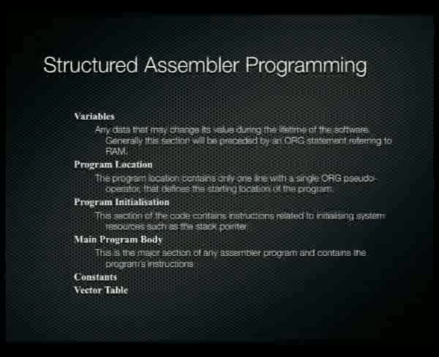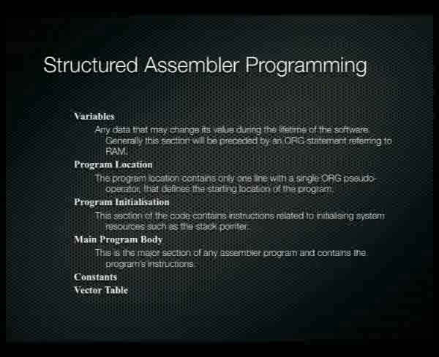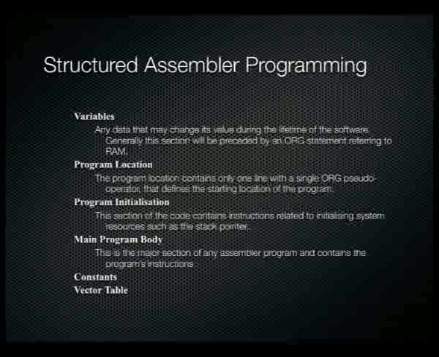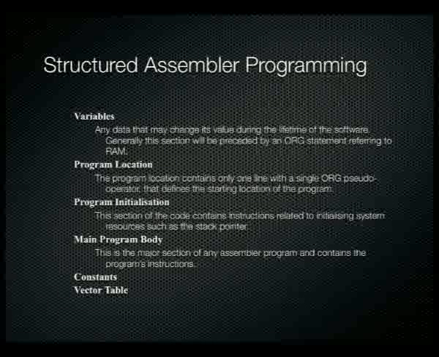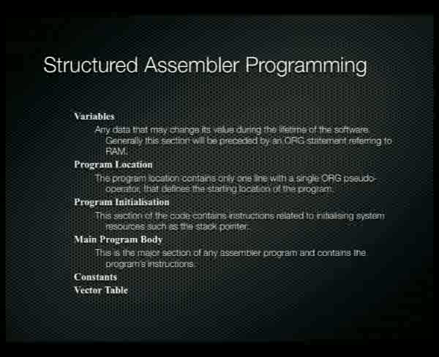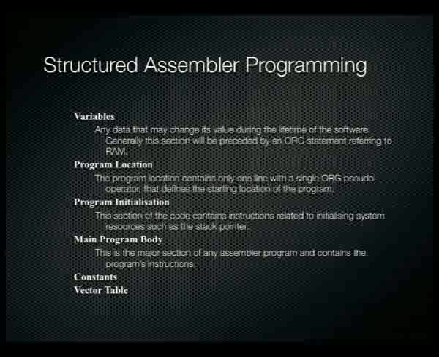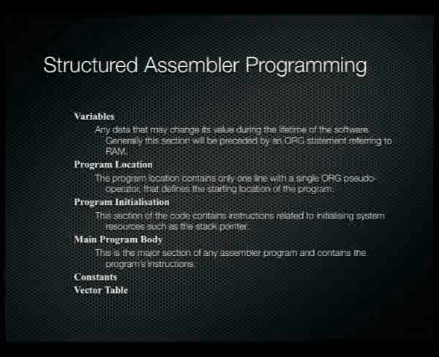The next section of your code is your variable section. Normally this contains any of the byte or word-sized elements that you want to contain any variables that you might be using inside your code. Generally, this section will be preceded by an org statement that will point the assembler to your RAM. So it will tell the assembler, I want you to put these variables in this RAM location. As far as we're concerned, there'll be an org RAM start line, and then under the org RAM start line is where you can define all your variables using a ds.b or ds.w sort of assembler directive.